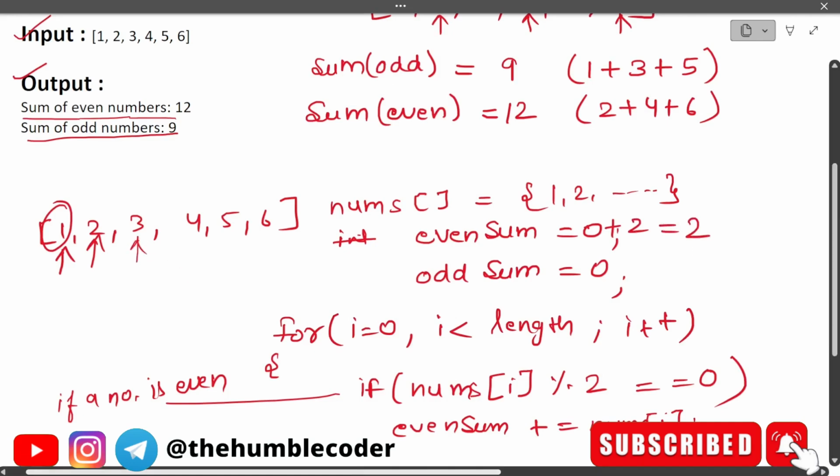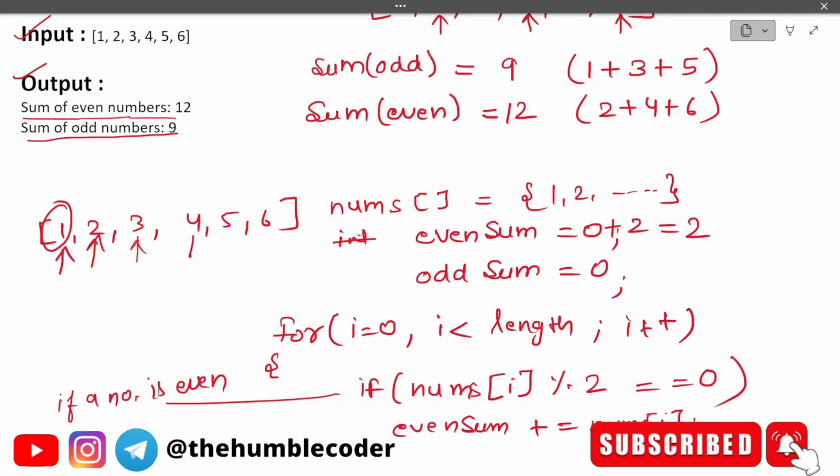In the similar way we will iterate again. For 3 it will go in the else condition, which we are going to write further. But for 4, when we have 4, again it will come in this condition. By that time the even sum value is 2, so it will add 4 to it, and we will get 6. Similarly, when we encounter 6, this condition will be true again, and we will add 6 more. So at the final time we will get 12 as the output.